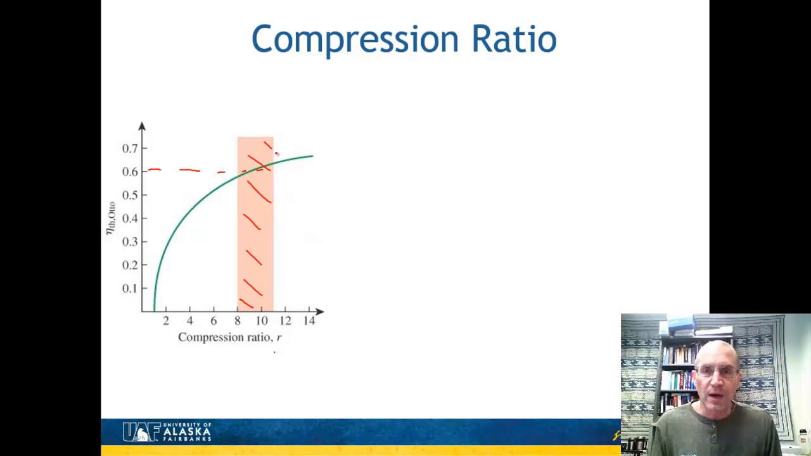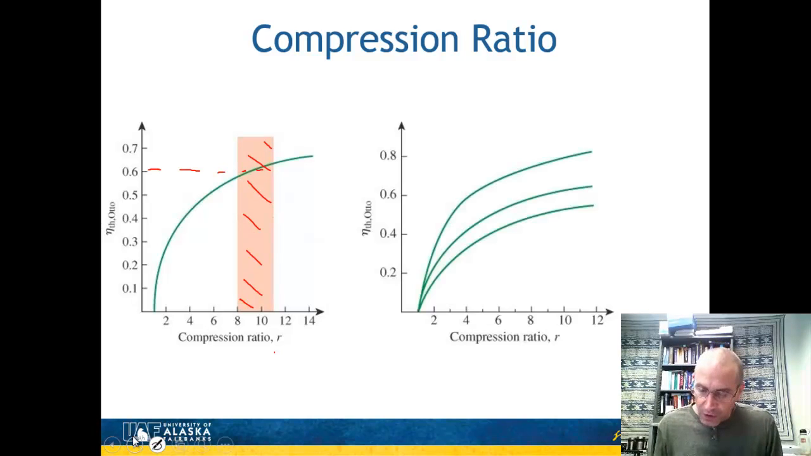Some race engines are able to do that. But in general, this is what we'll see in most cars that we have. A couple other qualitative relations. This again is a plot of the efficiency as a function of compression ratio.